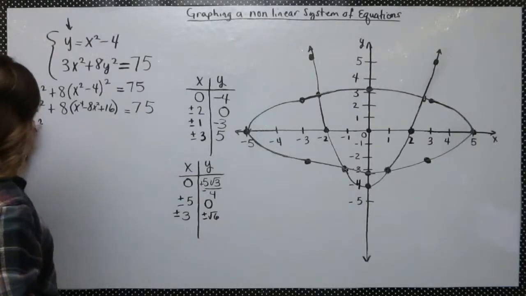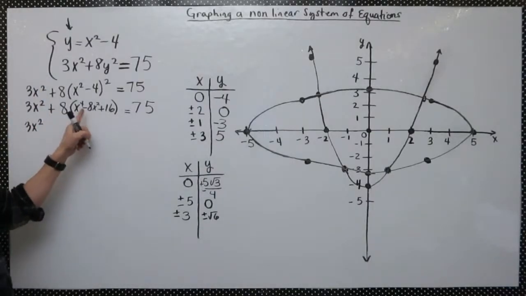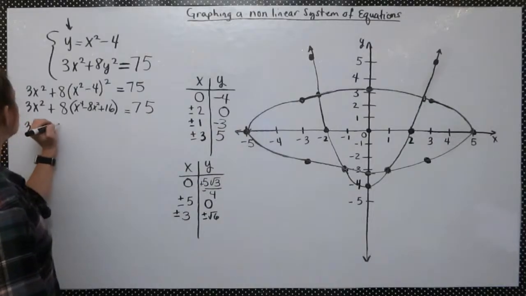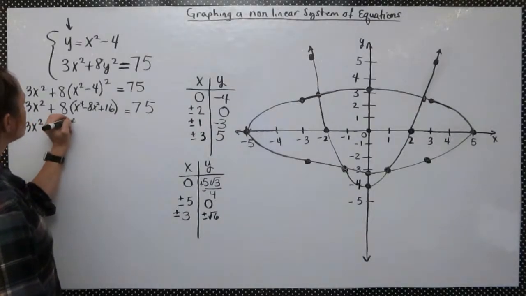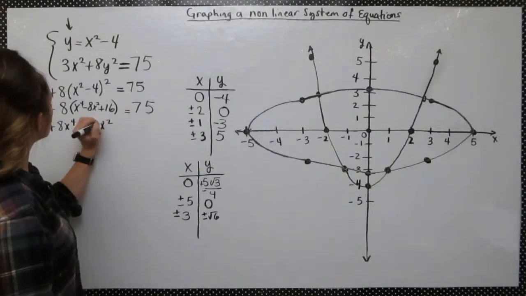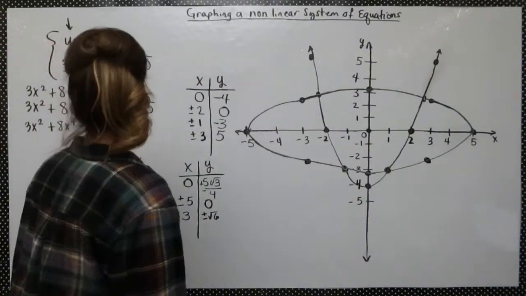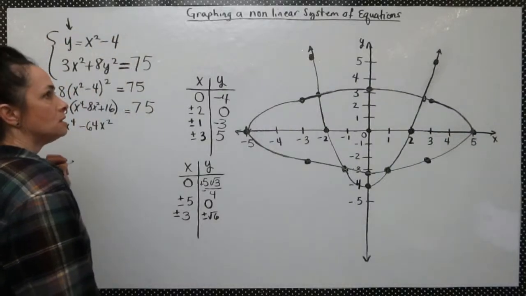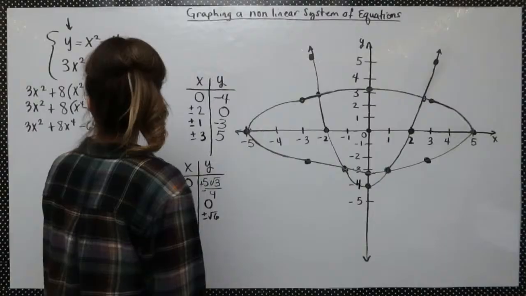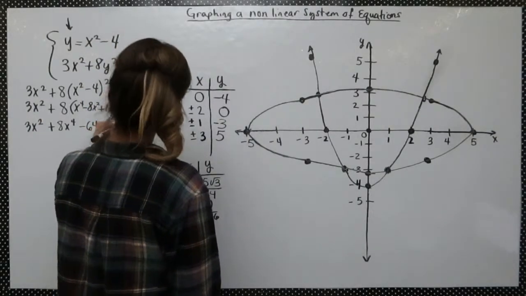So we got 3x squared. We'll combine that term in a minute because we want to take 8 and distribute 8 across all three terms. So we've got 8x to the 4th minus 64x squared plus 8 times 16. So 8 times 10 plus 8 times 6. So 80 plus 48. So it's going to be a positive 128.